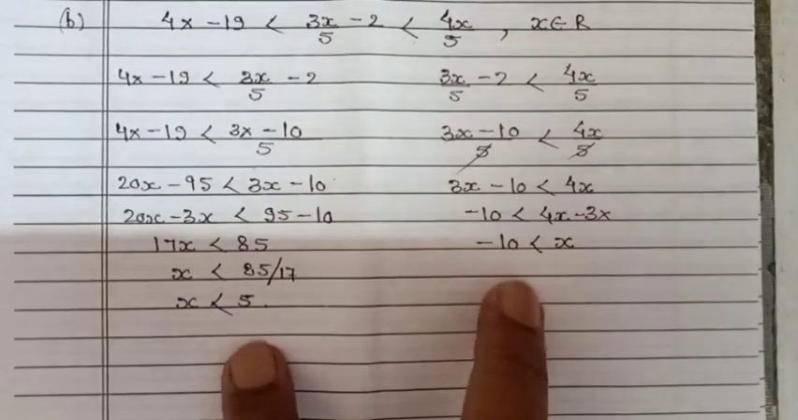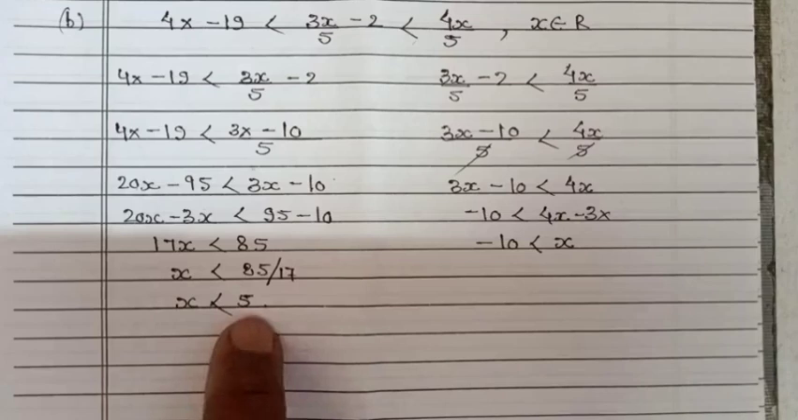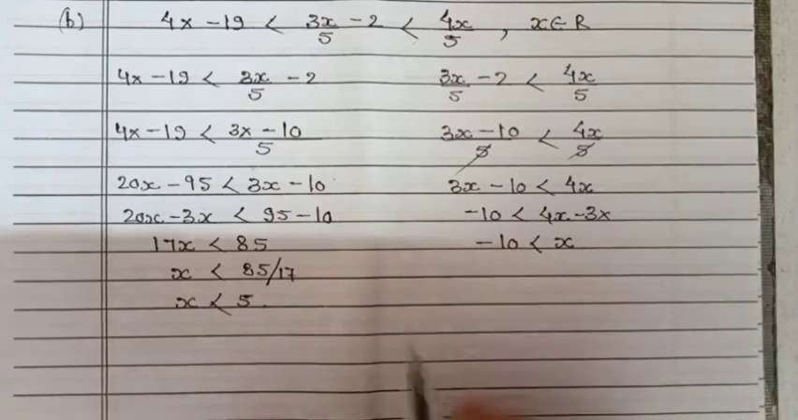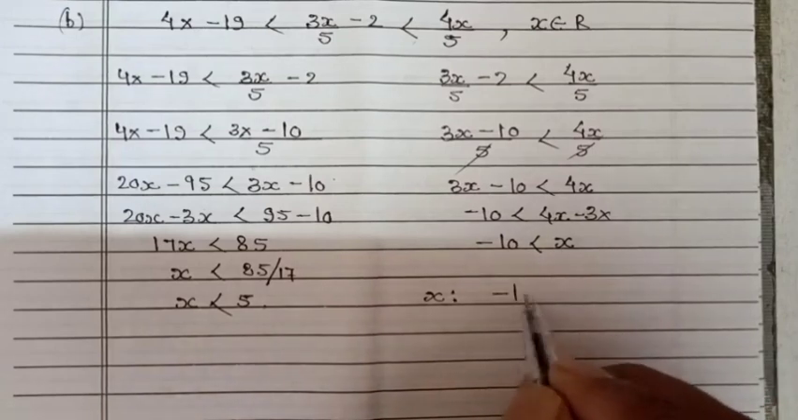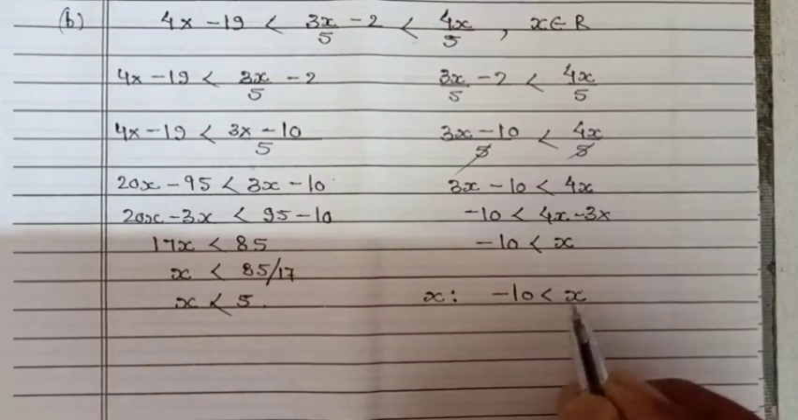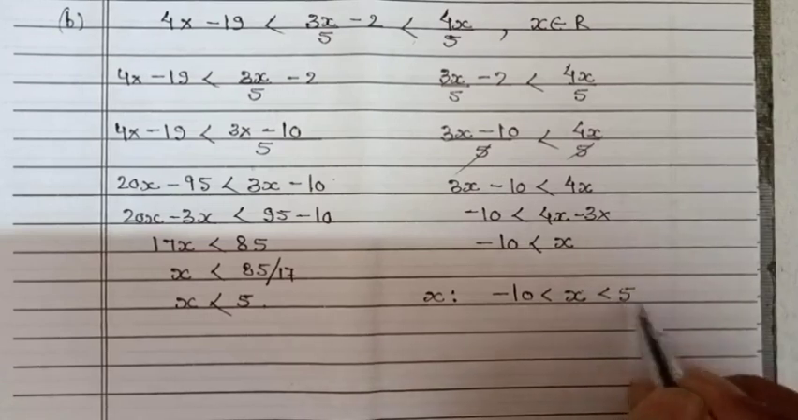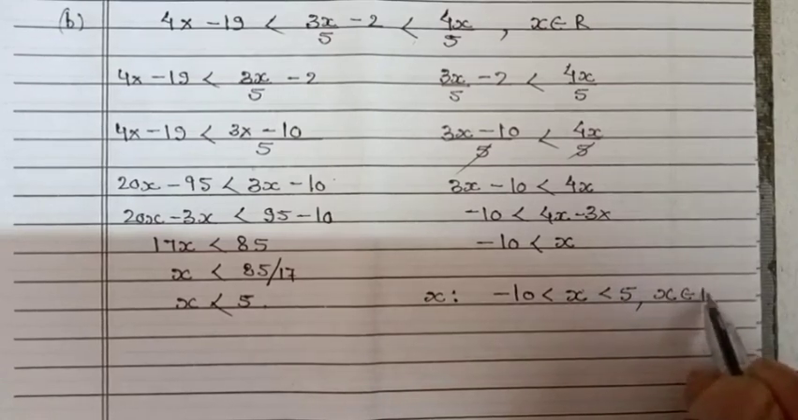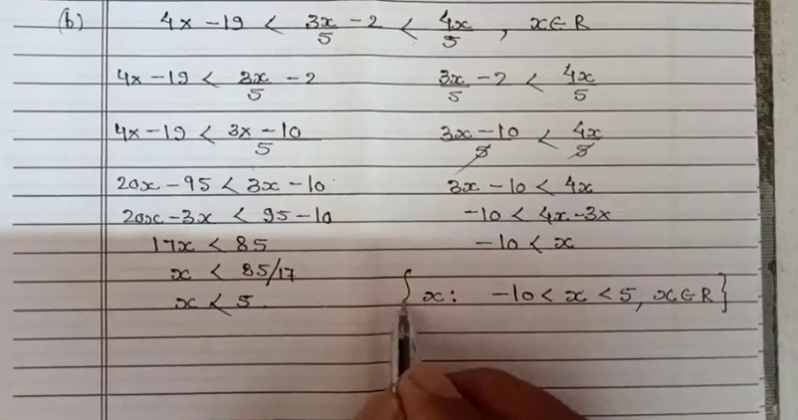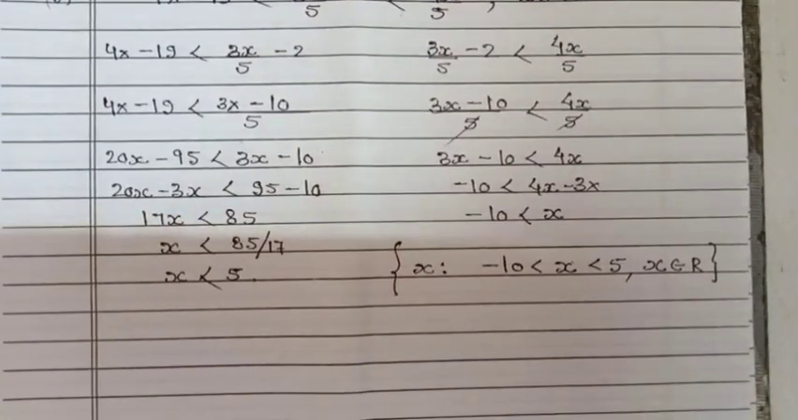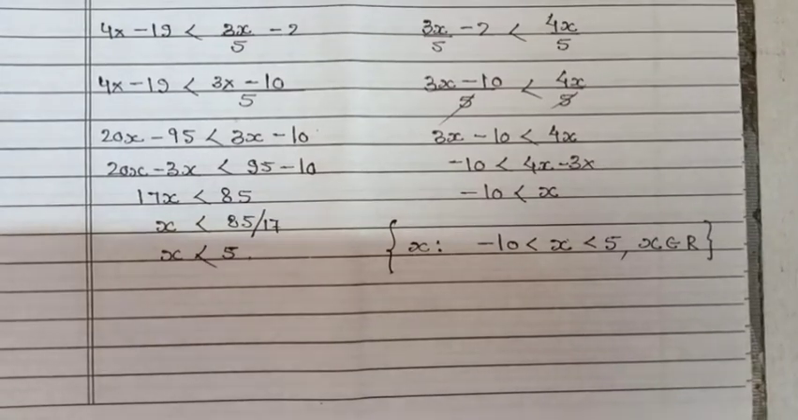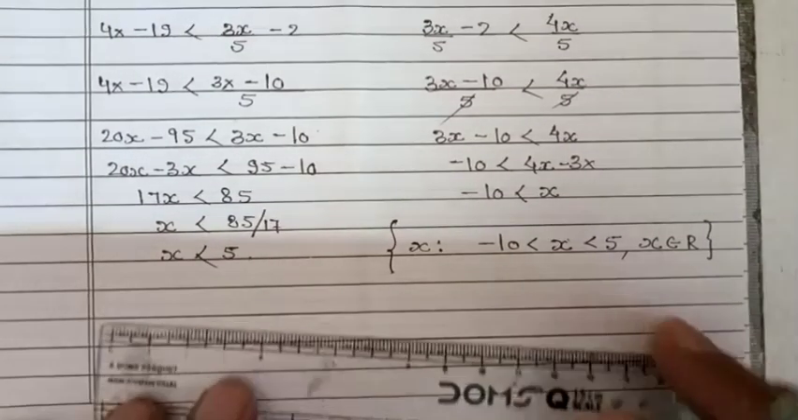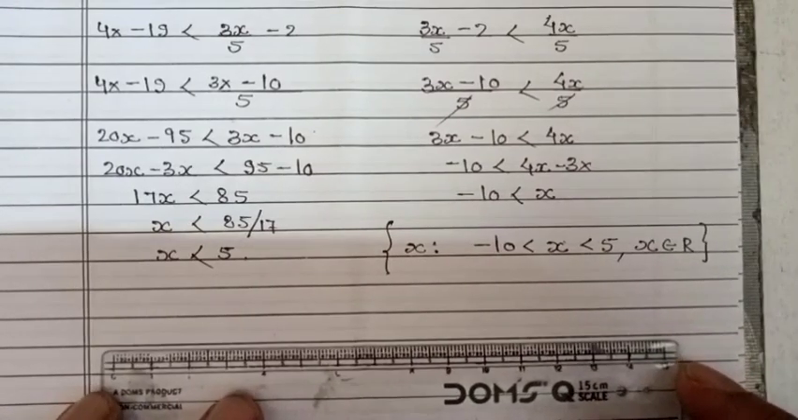So you have got the two inequalities. One says x is less, the other says x is greater. So when you combine these two, it's like this: x greater than -10 but less than +5, and x belongs to real numbers. So this will be your solution set. See, so first we have to solve the inequality, and then you have to get the solution set. After getting the solution set, now you have to plot it on the number line. So let's draw a number line.